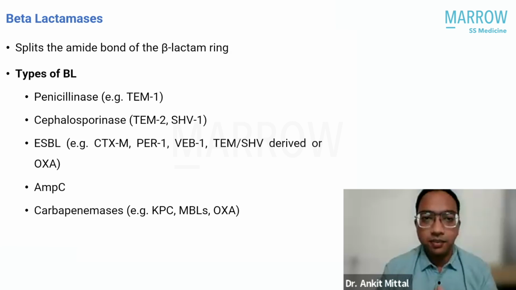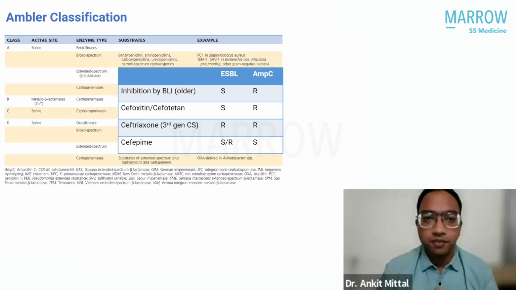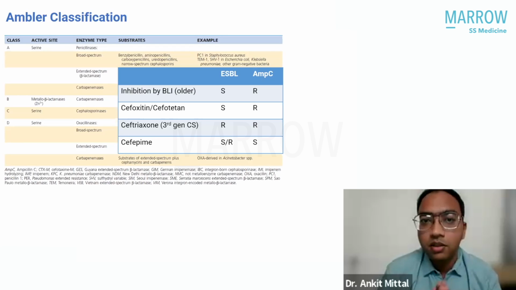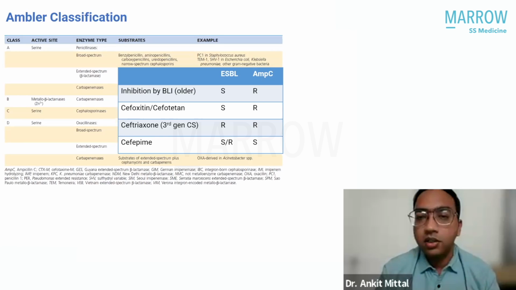I'll summarize this again. So this is the chart or table by which you can say if it's an ESBL producer, it will be inhibited by the BL-BLI combination, that is piperacillin tazobactam or cefoperazone sulbactam.